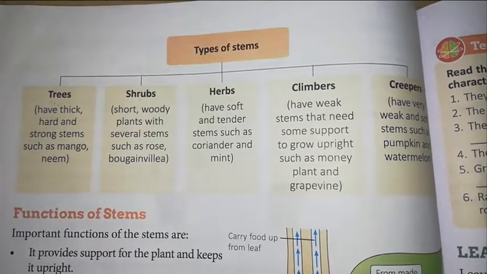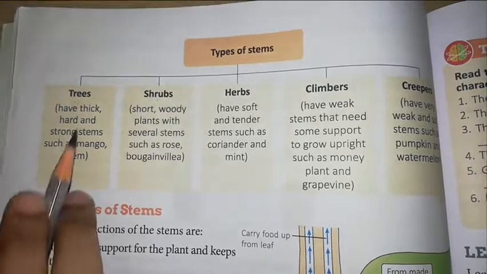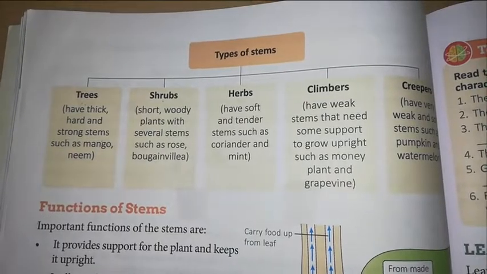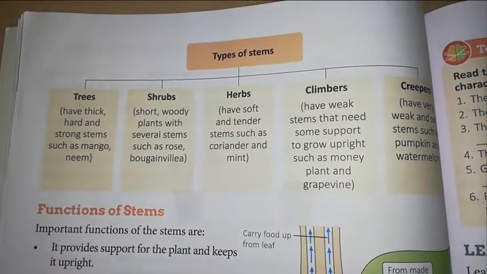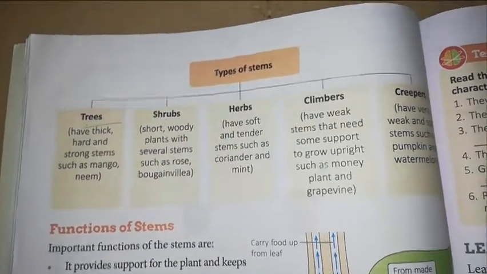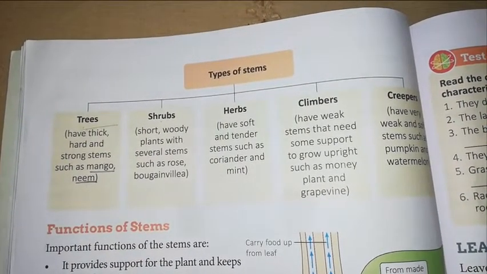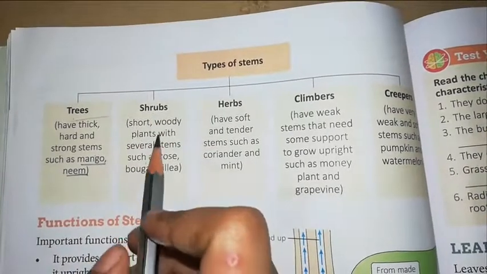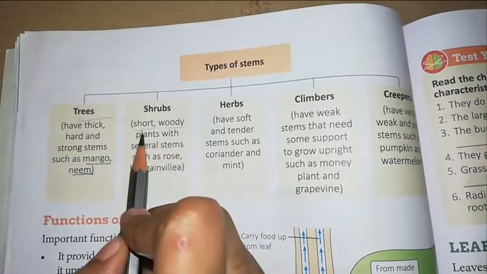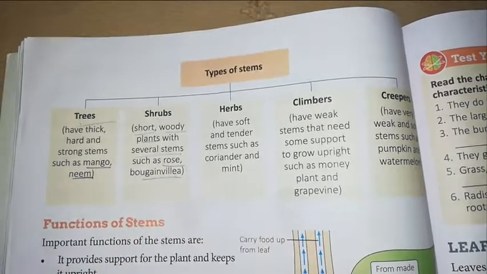So once again we will look at the types of stems. First one is thick, hard and strong stems. What is it called? Yes, trunk. Trees have trunk. Examples are mango, neem. Second one is of shrubs. They are short, woody plants with several stems. Examples are rose, bougainvillea.